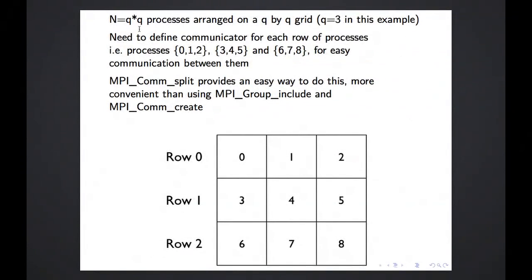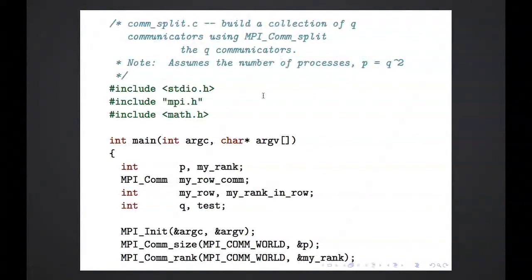So let's imagine we have, let's say, 9 processes, and we want to organize them into groups of 3, where processes 0, 1, 2 are in this one subset, processes 3, 4, 5 are in the second subset, and 6, 7, 8 are in the third subset. We want 3 different communicators. So MPI Comm Split will just allow us to do this in one go instead of bothering with MPI Group Include and MPI Comm Create. Let me show you some code which illustrates how this is done.